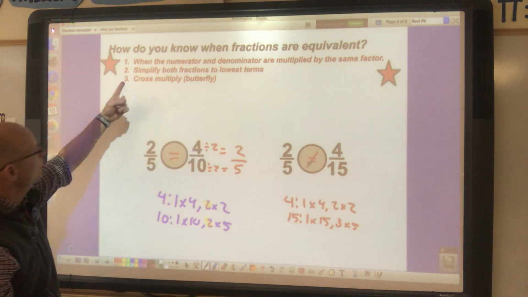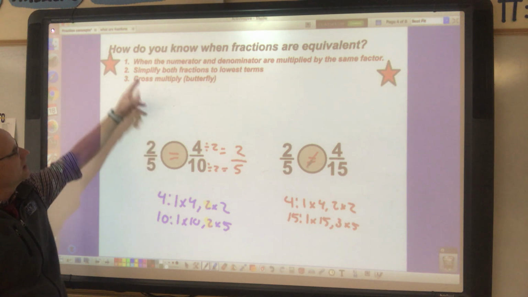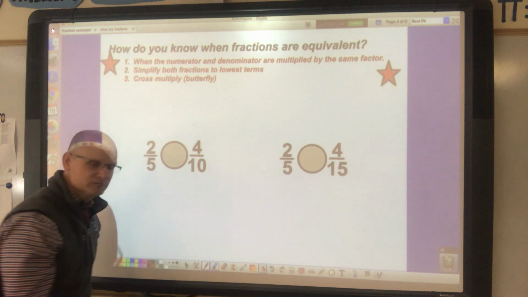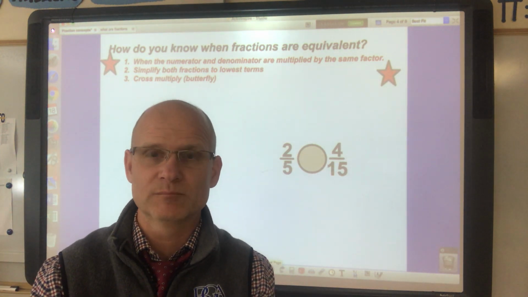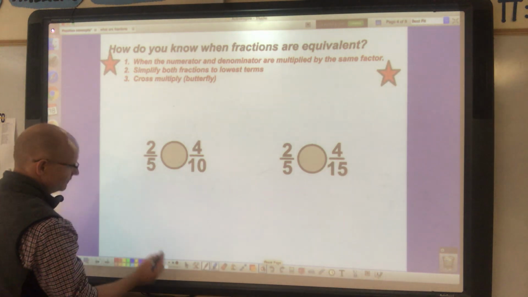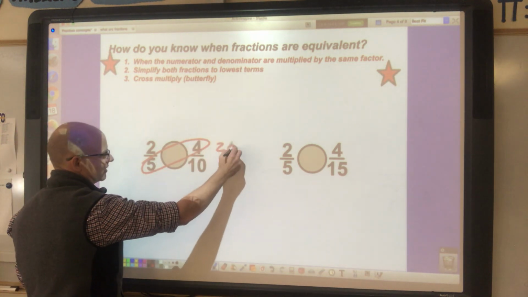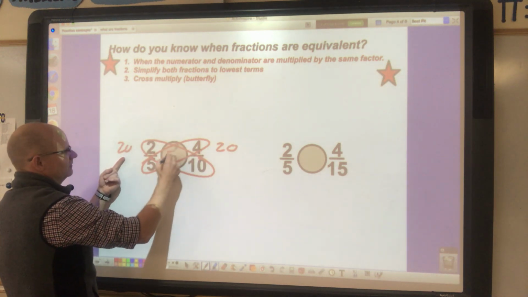So one way of knowing is when you multiply the numerator and denominator by the same factor. A second way is just simplifying to lowest terms. And the third way, which is probably the way most of you will use because it's so simple, is the butterfly method. In the butterfly method, you just cross multiply and write the product, cross multiply and write the product, and if your products are the same, they equal.